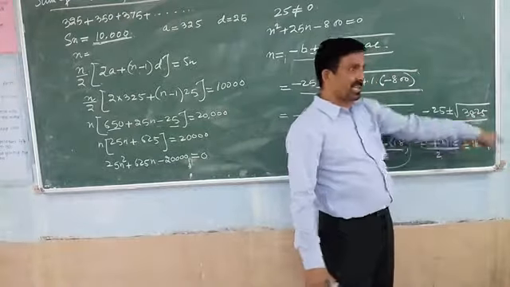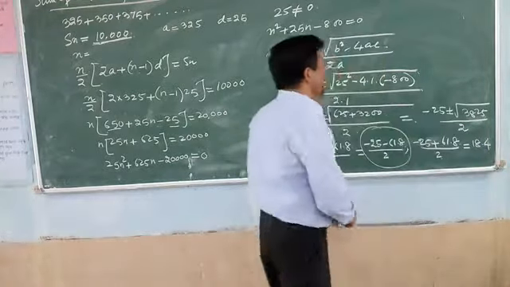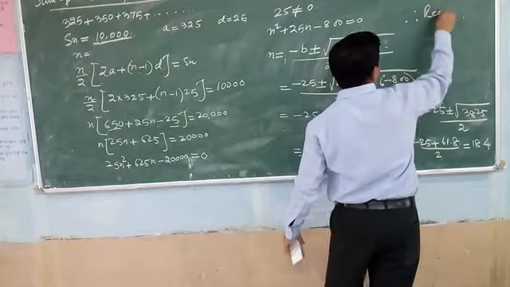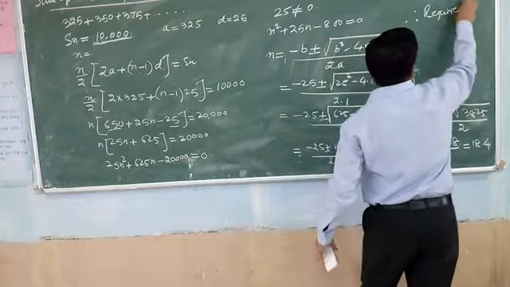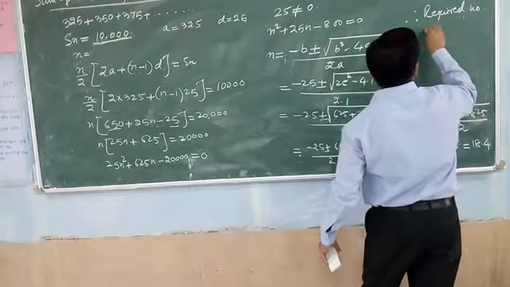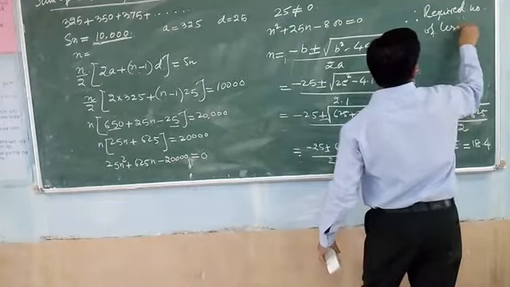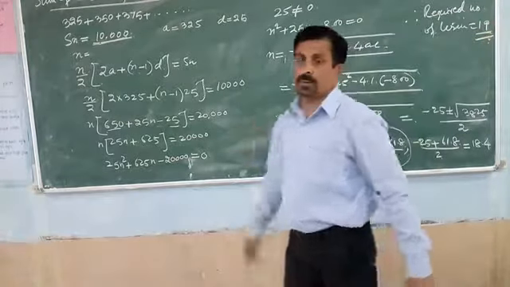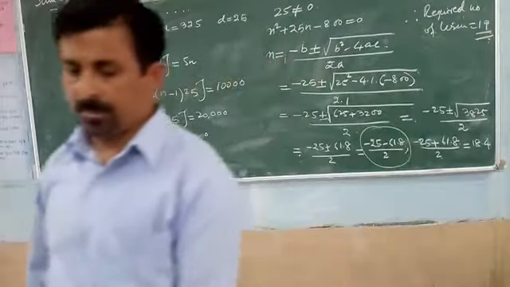So can I go for the next whole number? Yes, and therefore the required answer is 90. Therefore, the required number of terms is equal to 90. Have I understood? Yes, sir. Thank you.